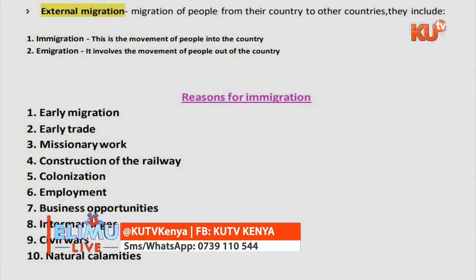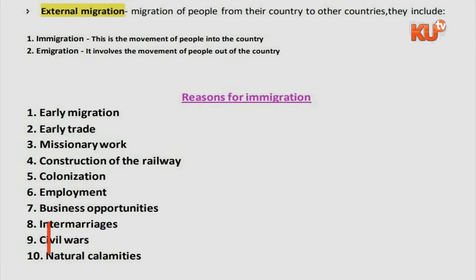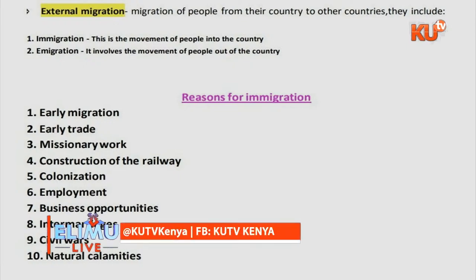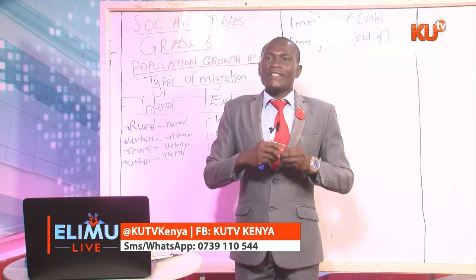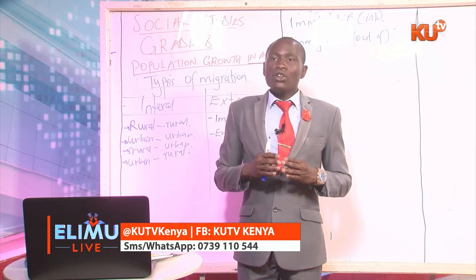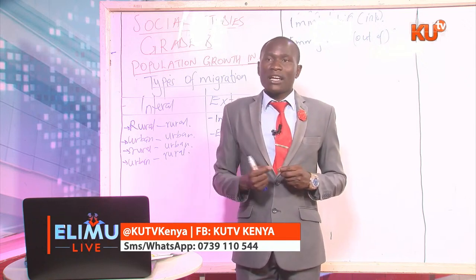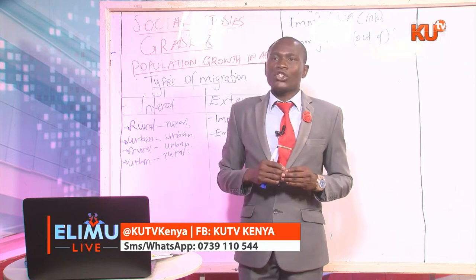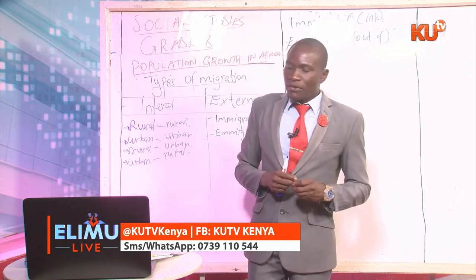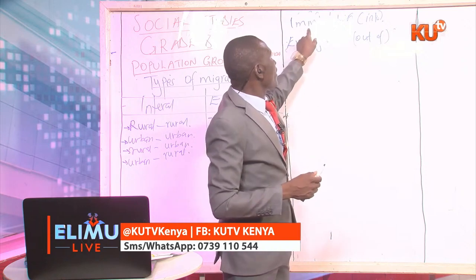We have employment and business opportunities. If I find out that in my own country there are no business opportunities or employment, it will make me move from my own country to another country. Then colonization and civil wars. If our country is insecure, I will not be able to live in that country. I will move to another country where it is secure. So those are some of the reasons that will lead to immigration.